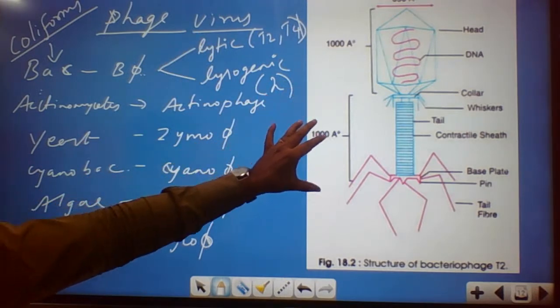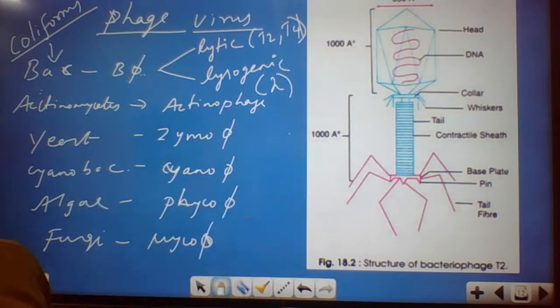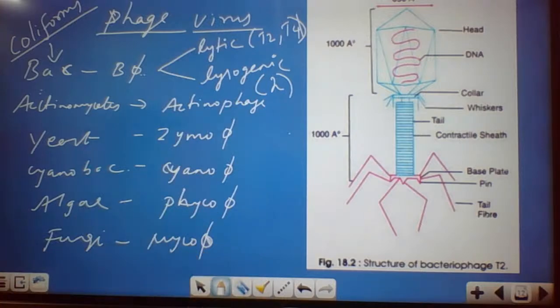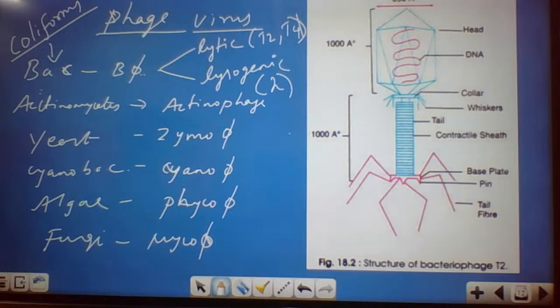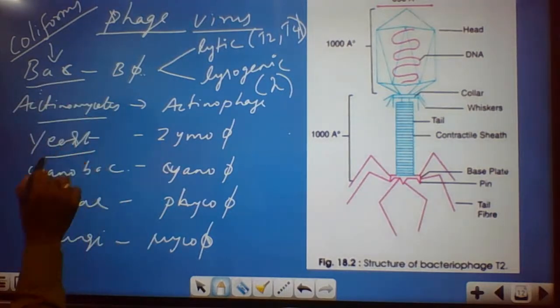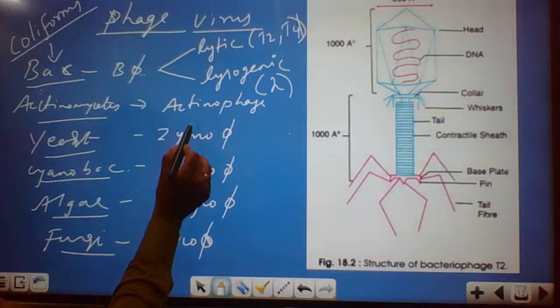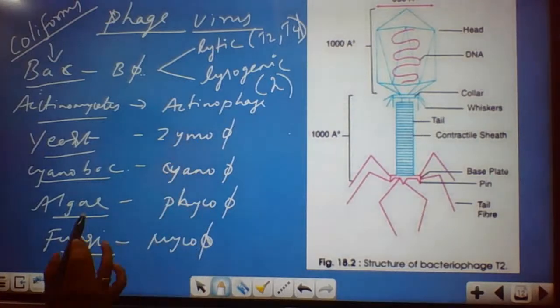Coming to this part, the structure of the bacteriophage. This is usually the bacteriophage which affects the E. coli. Which part you didn't understand, Kodai? Because we are talking about the phage viruses, which affect different groups of organisms, say bacteria, actinomycetes, yeast, cyanobacteria, algae, fungi. These are the different names that we give: bacteriophage, actinophage, zymophage, cyanophage, phycophage for algae, mycophage for fungi.